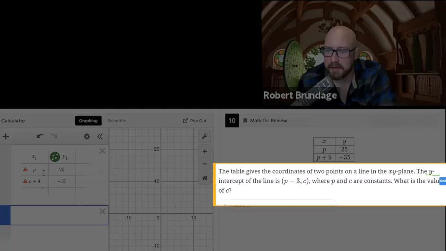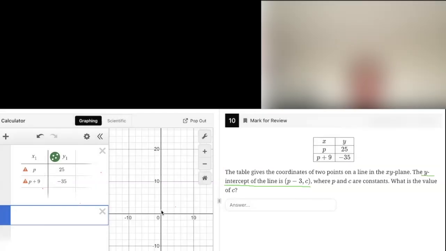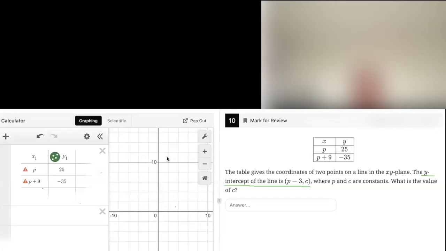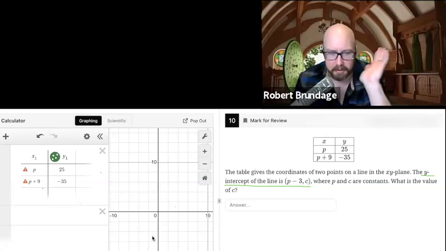So you're definitely focusing on the correct thing here. The y-intercept is this, p minus 3 comma c. What do you know about, like, what is a y-intercept? It's like where the line meets the y-axis. Yeah, let me see. Let's just throw a random line out there.